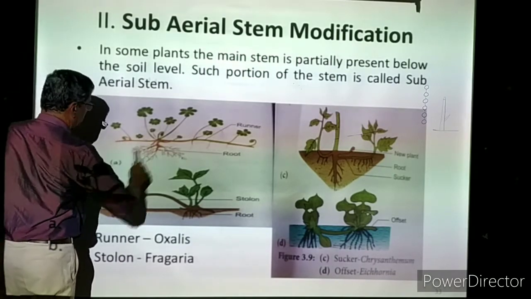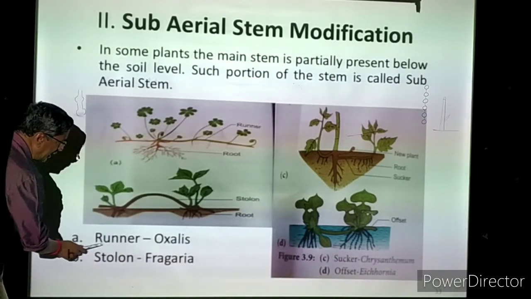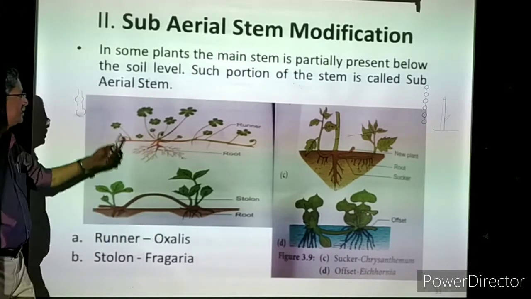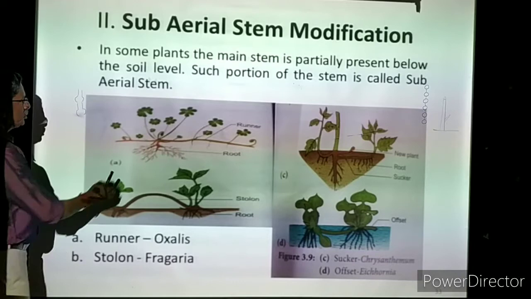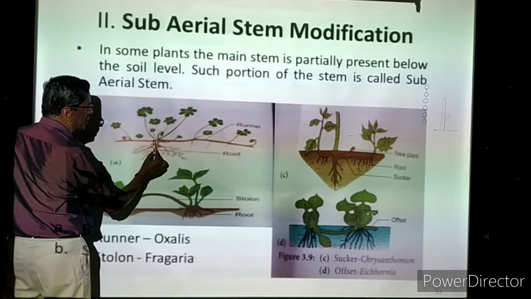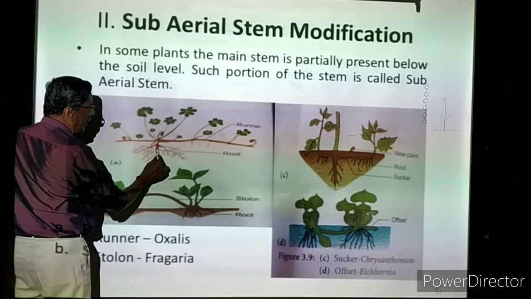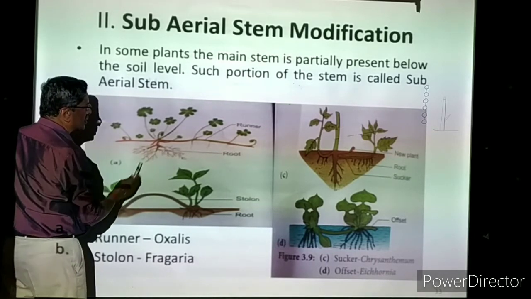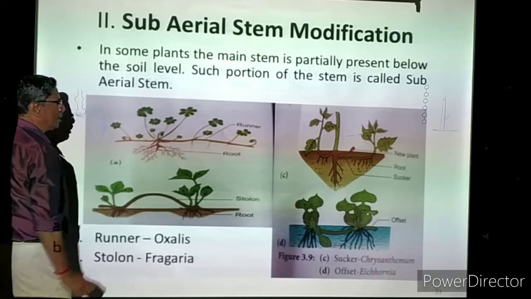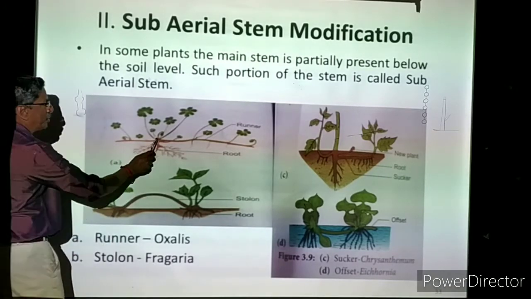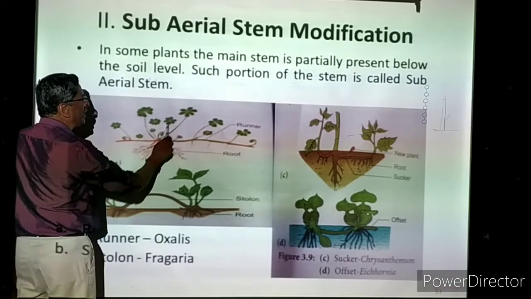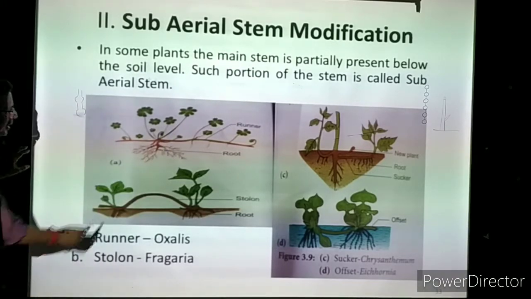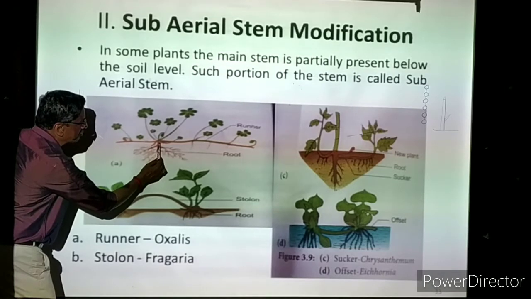Now I am taking one plant. The first one, A, runner. The modification is called a runner. Example, Oxalis. Now this is one plant, and this is the main stem. Here the root system is there. If you take the main stem, one portion is present below the soil, and one portion is present a little above the soil. From the upper part of the stem, the leaves are arising. Now this is the subaerial stem.